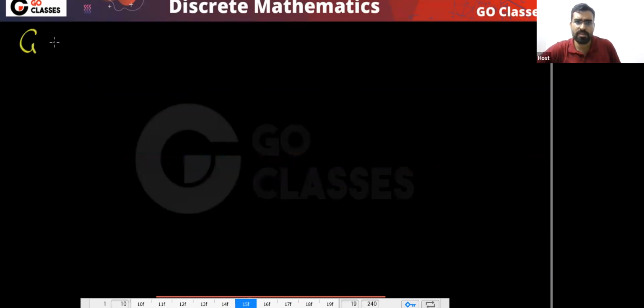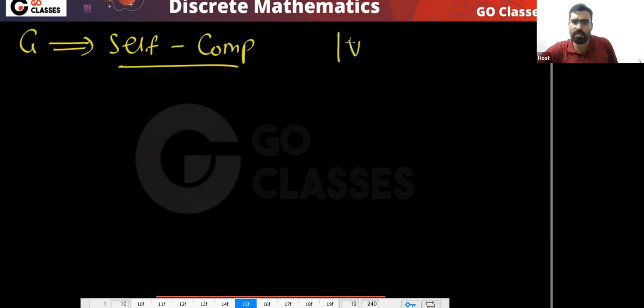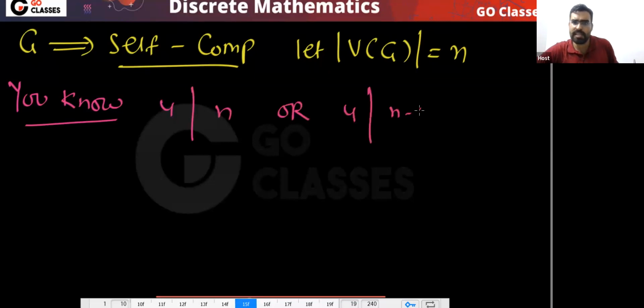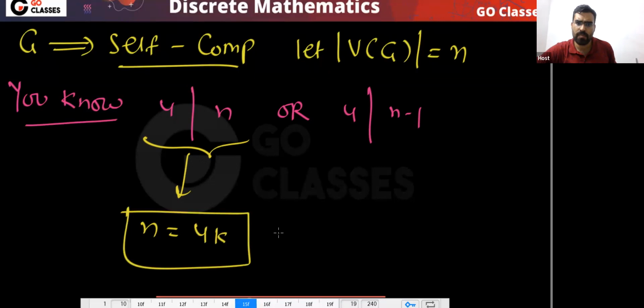Is this clear? If this graph G is self complementary, and let us assume the number of vertices in G is n. Now tell me what you know. You know that 4 divides n or 4 divides n minus 1. So 4 divides n, what does it mean? It means n is equal to 4k.